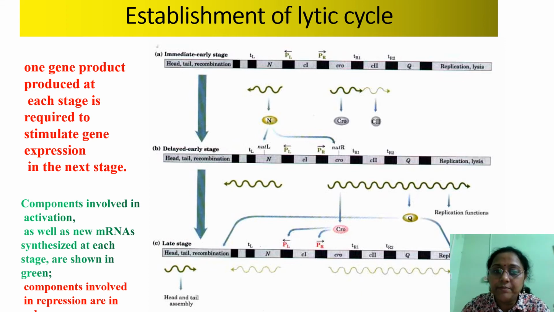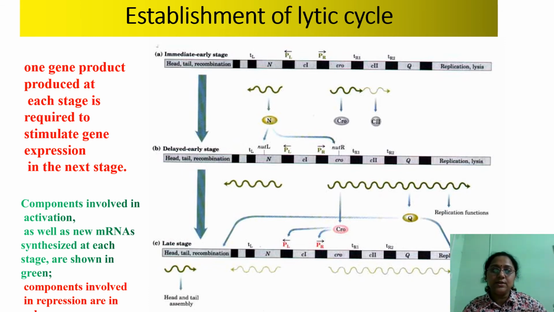That means by inhibiting this TL terminator, we can have the head and tail proteins, and by inhibiting this TR1 and TR2, we have the replication and lytic genes. So now we have all the genes required for the lytic cycle. Okay. So C2 is not involved here, so that's why it is faint green in color.